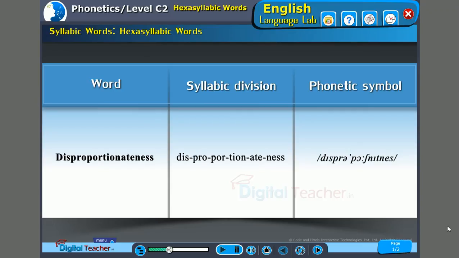Disproportionateness, disproportionateness. Disproportionateness. The stress is on third syllable, por. Disproportionateness, disproportionateness.